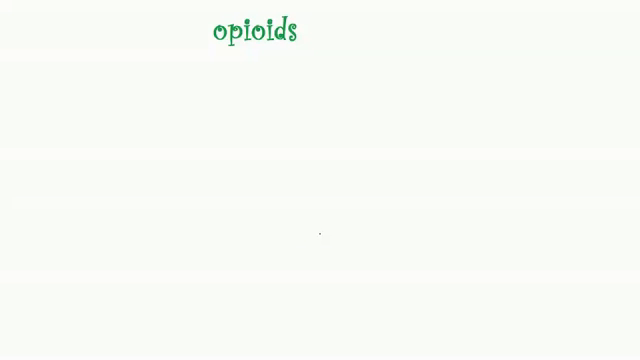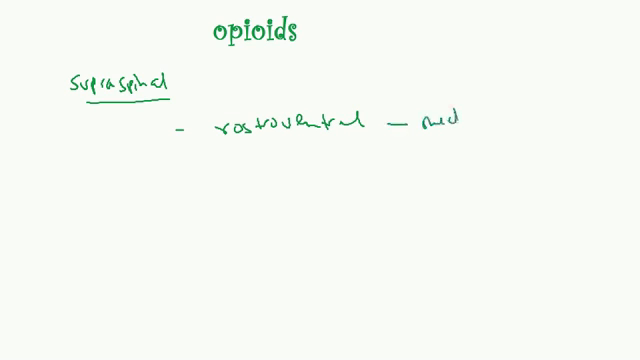So we will discuss the mechanism of action of opioids. Supraspinal: it acts on the rostroventral region of the medulla and inhibits the nociceptive signal.